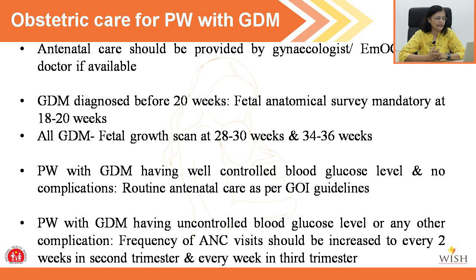Similarly, the routine antenatal care of these patients is very important because these patients are prone to preeclampsia and eclampsia. So routine blood glucose checkup, urine microscopy, and urine test for albumin are a must in these patients, so that at the earliest we can pick up eclampsia or preeclampsia. At the same time, you have to also monitor for uncontrolled blood glucose. If it is there, then immediately you have to refer such patients to the higher centers.